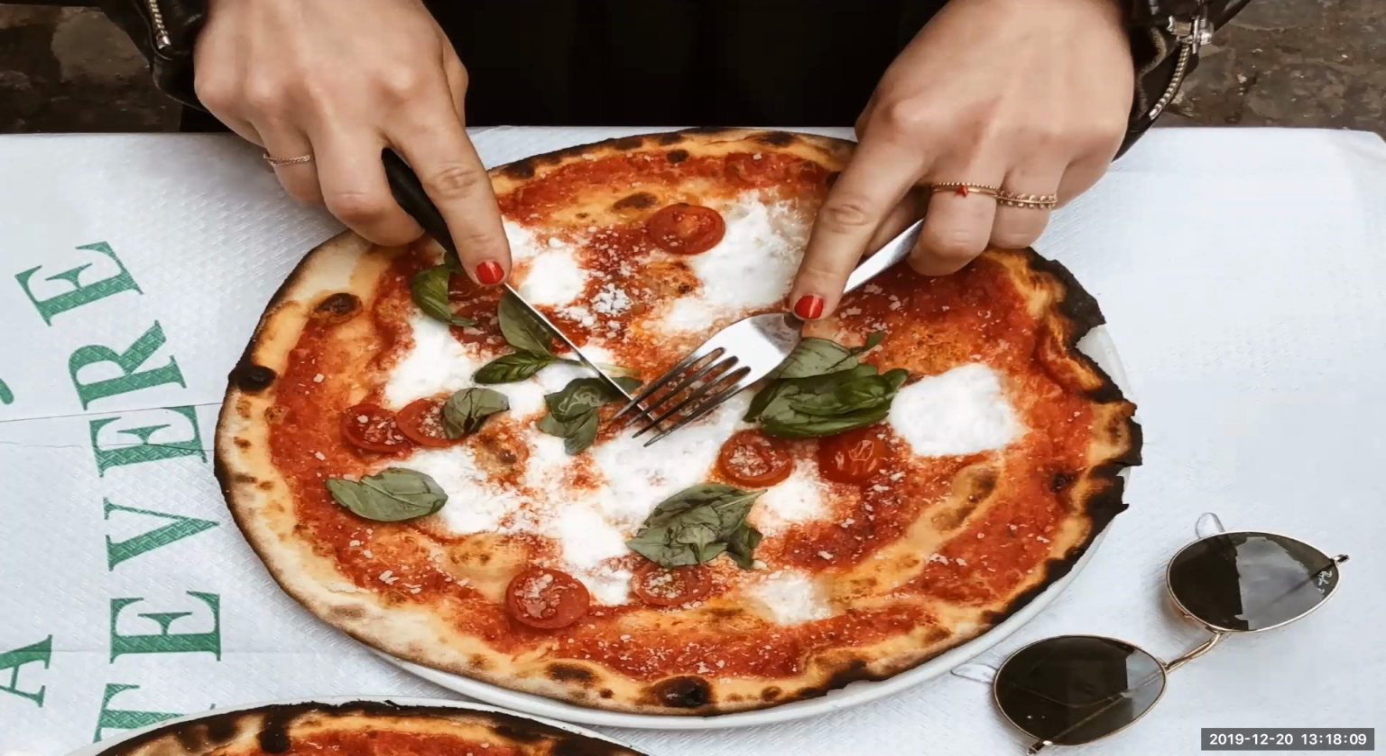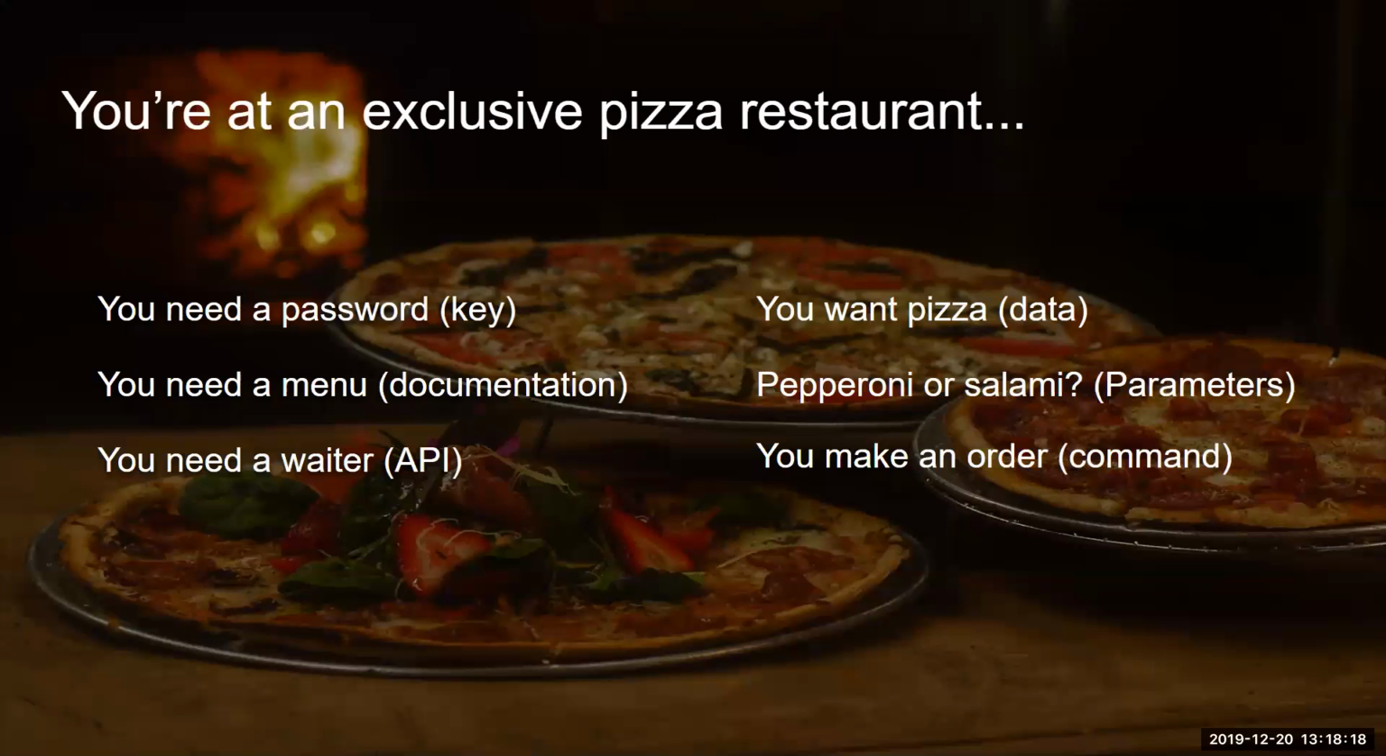And once that has happened, here is Ross with some lovely painted nails, eating his pizza. So what happened in this story? Well, because it's a very strange and eccentric pizza restaurant, he needed a password. That was the key. His menu that he looked at the different pizza options was documentation. Then the waiter was the API. The waiter took that order, the command, from Ross to the chef, and then took the pizza, which is the data, from the chef to Ross.